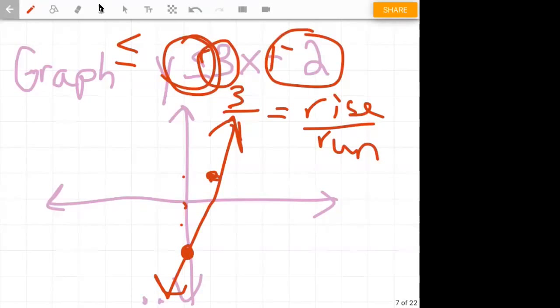All right, so again, y is less than. So less than, we're going to shade below the line.